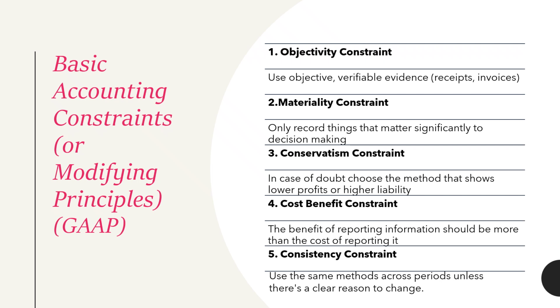The third one is conservatism constraint that says in case of doubt, choose the method that shows lower profits or higher liability. It is possible that a customer might not pay, so record it as a bad debt now even if it is not confirmed. The fourth one is cost benefit constraint that says that the benefit of reporting information should be more than the cost of reporting it. Don't spend thousands of dollars to track something worth only a few rupees. The fifth one is consistency constraint that says use the same methods across periods unless there is a clear reason to change. If you use straight line depreciation this year, use it next year too unless you disclose and explain the change.